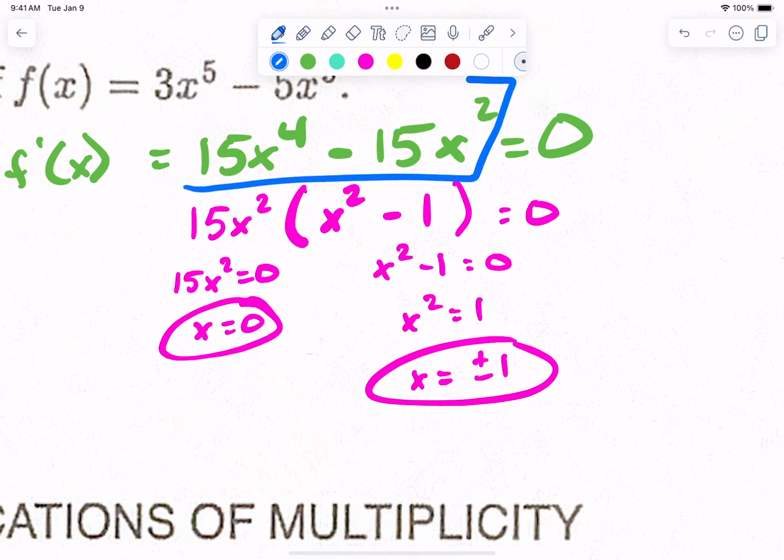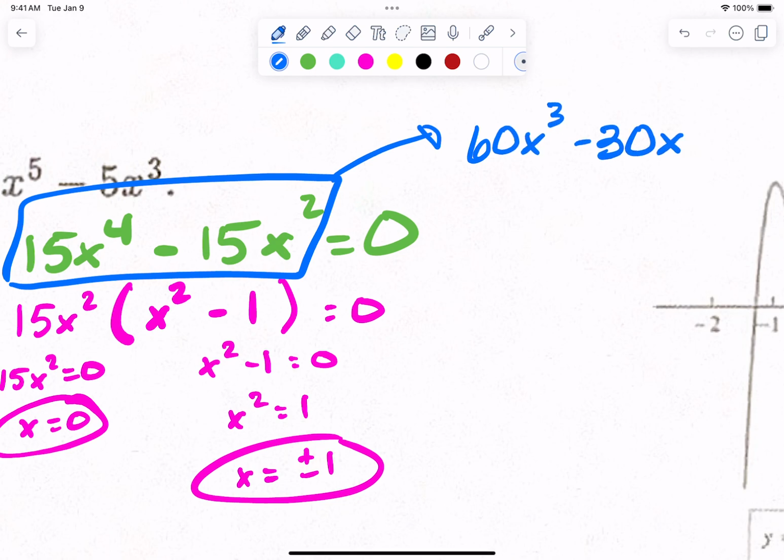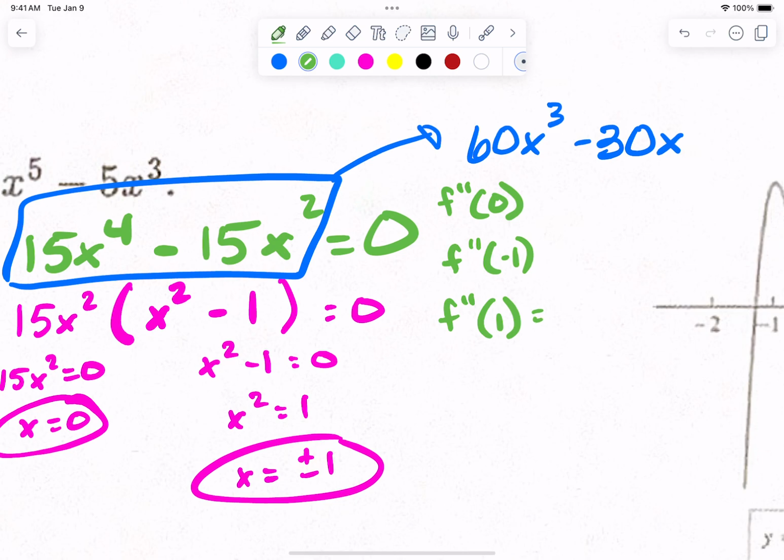Here is my first derivative. Let's find the second derivative. Okay. 60x cubed minus 30x. Okay, let's plug in. I'm going to do f double prime of 0. I'm going to do f double prime of -1. And I'm going to do f double prime of +1. That's the notation I'm going to use. You see that? I'm plugging in 0, plugging in -1, plugging in +1.